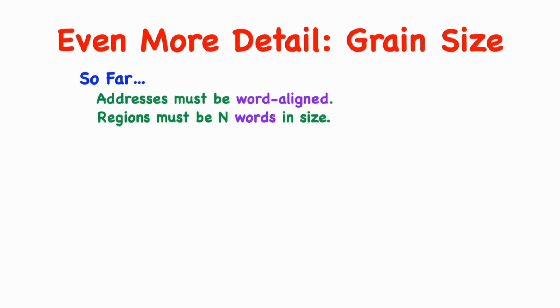Now we're going to get into even more detail and describe grain size. Up to this point, we've assumed that we can lock individual words, but nothing smaller. In other words, we can't lock individual bytes within a word. All the bytes in the word must share the same privileges. And furthermore, all addresses must be word aligned, and the size of each region must be a number of words. That is, it must be an even multiple of 4 bytes. And we call this the grain size. So far, we've assumed a grain size of 4 bytes.